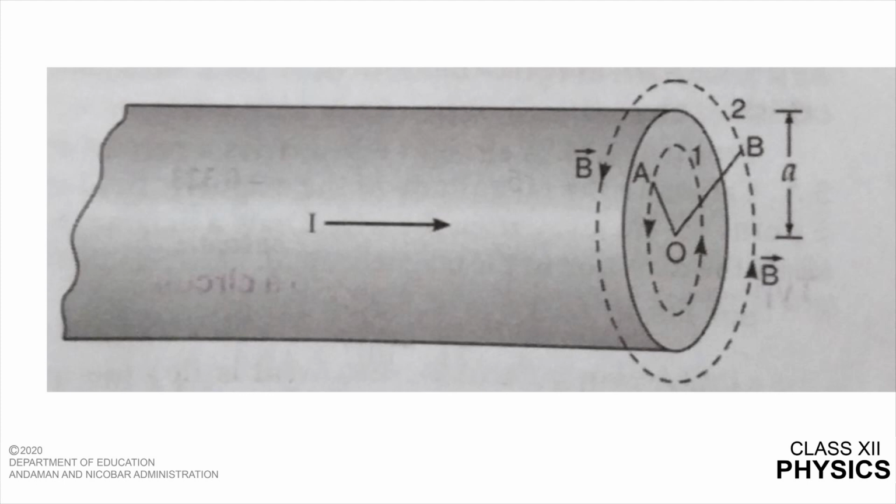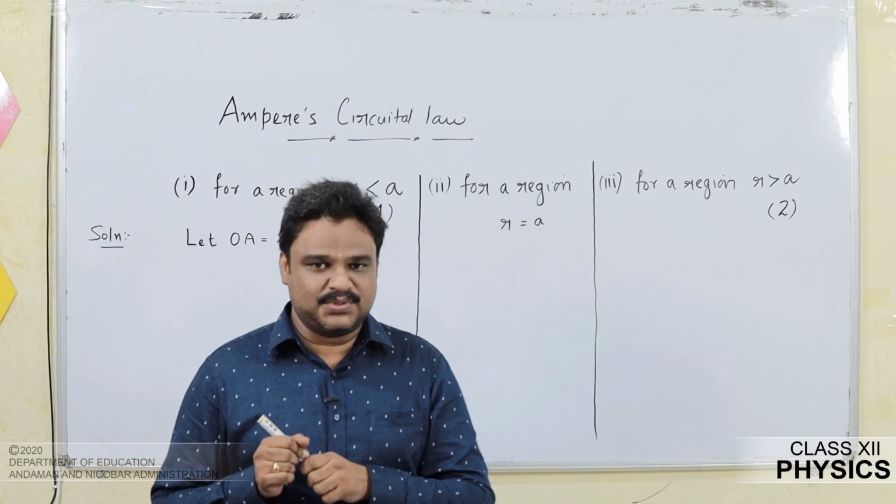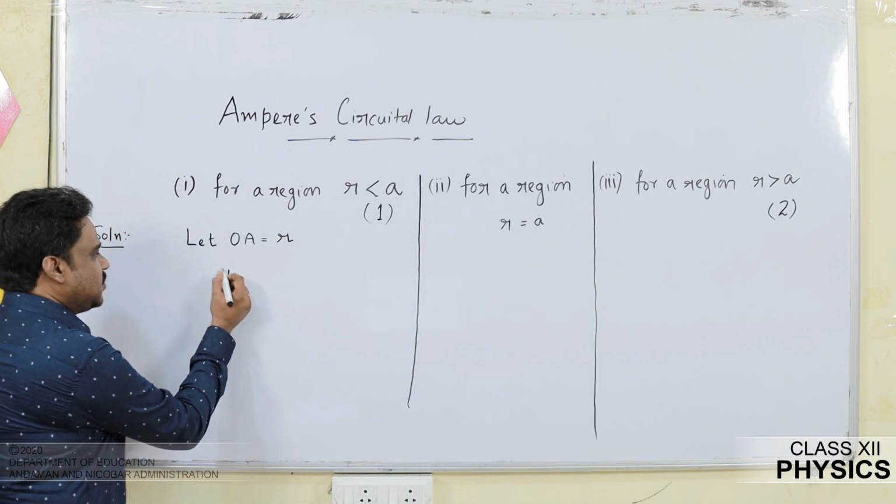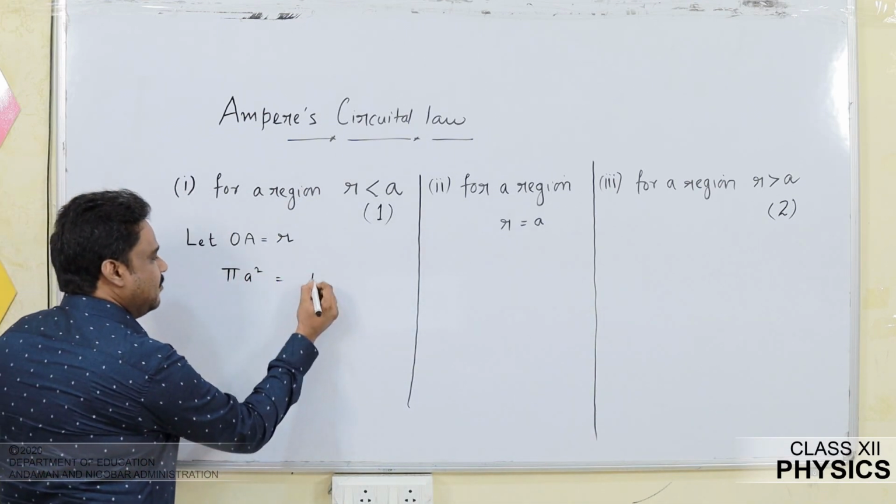So I think the diagram clearly says for the region OA, the current threading will be for the area pi r square, or pi A square. Once again the thing is a little bit complicated. So what about the current I that flows through an area pi A square? If I assume the entire cross section of the wire, the cross sectional area is pi A square. This means for an area pi A square a current I flows.